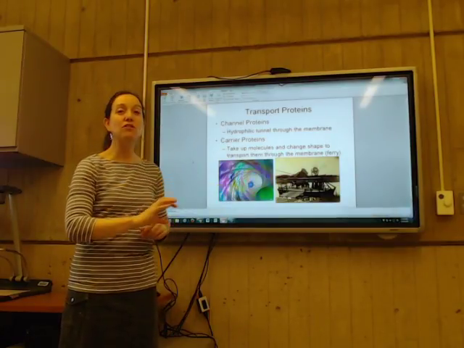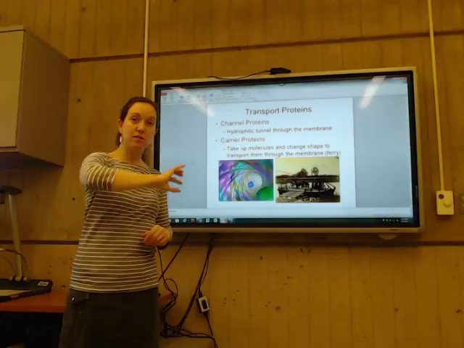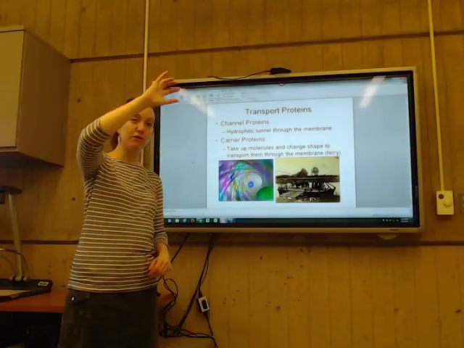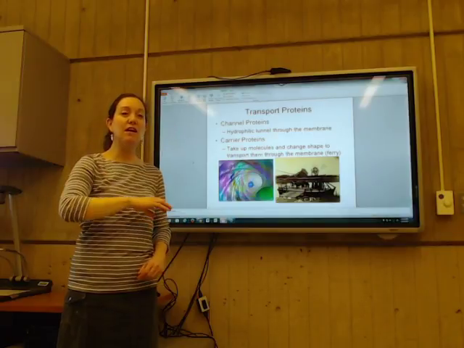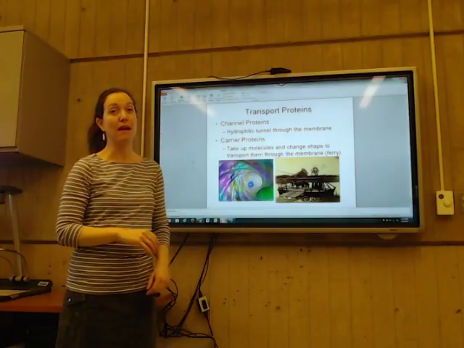So those are the integral proteins, and the transport integral proteins can move from one side of the membrane to the other, either bring things into the cell or shuttle substances out of the cell.